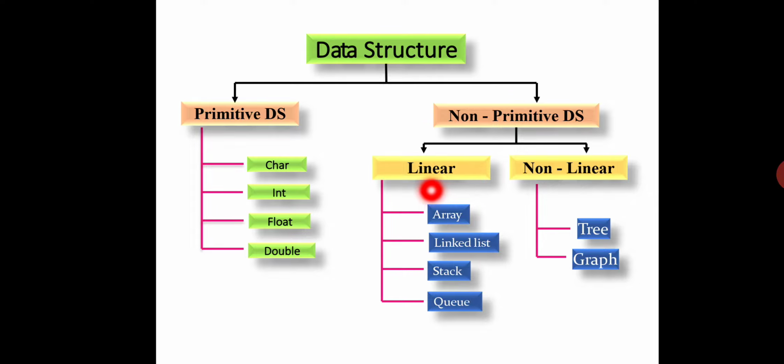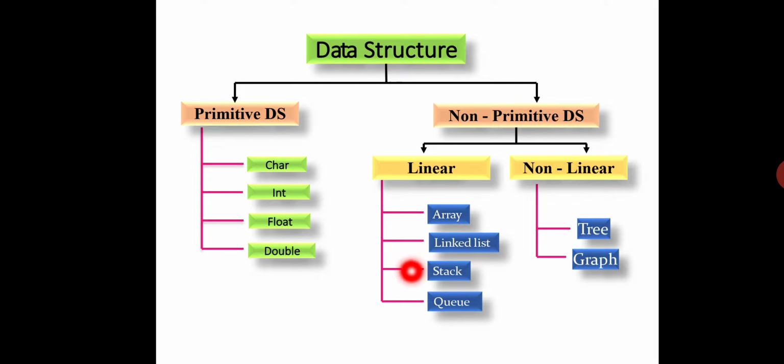In a linear data structure, data will be stored in sequence, one after the other. Under that come arrays. Array is a collection of elements with the same name and same data type. Then another one is linked list. Linked list is also in sequence, but here data will be stored in nodes. Each and every node is divided into two fields. One is information field, another one is link field. The link field always refers to the next node address. So it is also sequential.